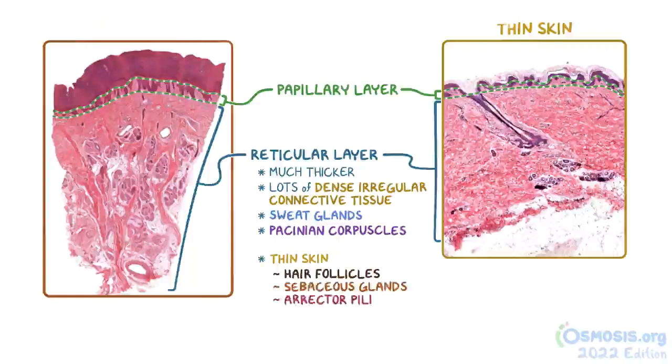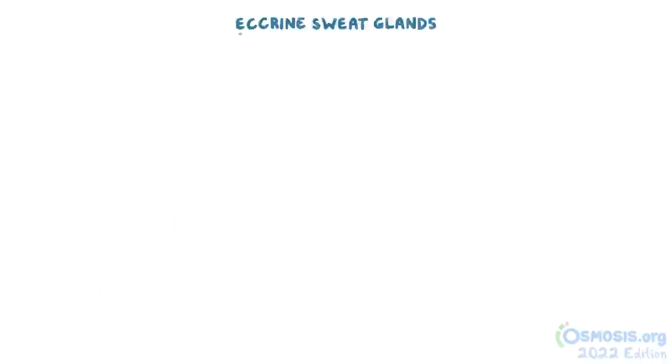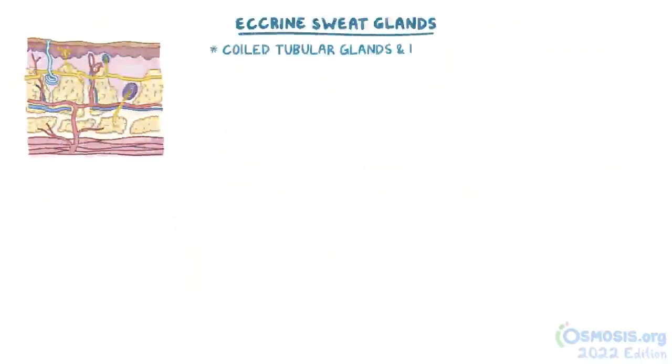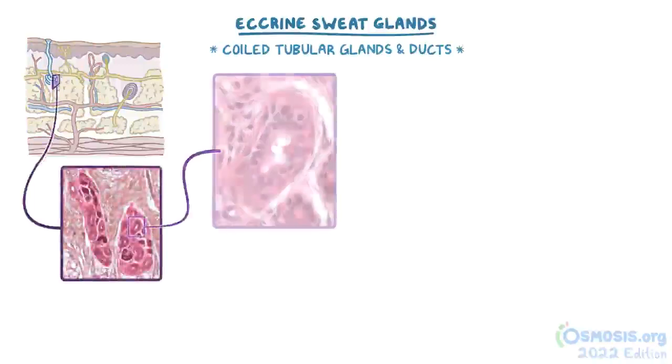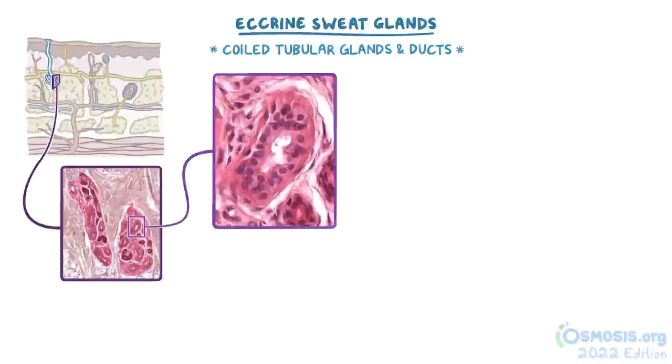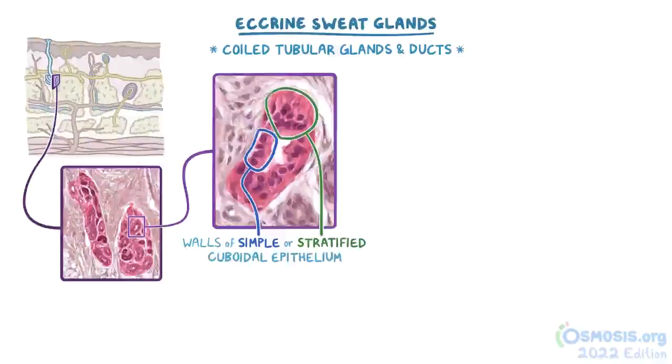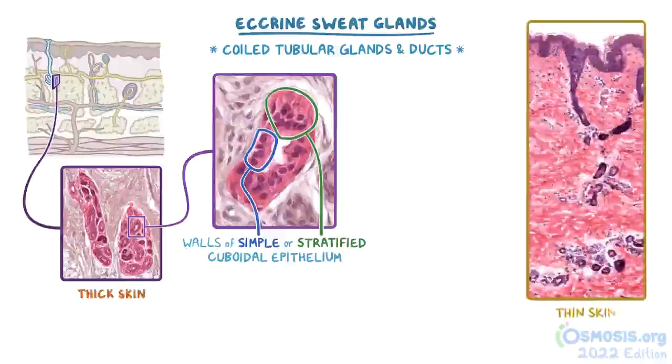The eccrine sweat glands are the coiled tubular glands and ducts that produce and secrete sweat onto the surface of the skin. When seen histologically, we can only see cross-sections of the tubular structures. As a result, the gland looks like a collection of circular structures that each have a central lumen. The walls of the sweat glands consist of a simple or stratified cuboidal epithelium. These sweat glands are found in both thick and thin skin.